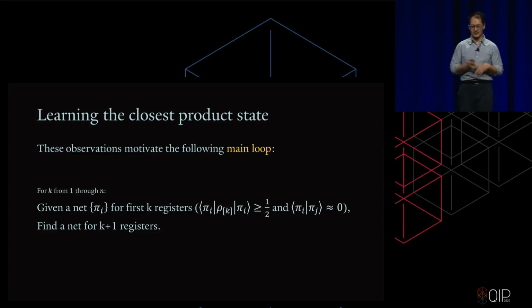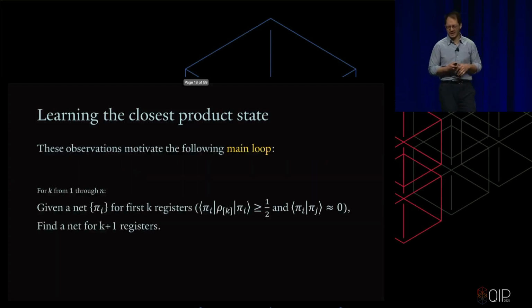Okay, so this is the local to global part. I'm making a local update. I'm just adding an extra qubit to each of the things in the net, but I'm building up global solutions because I'm considering the first k registers of my product state and increasing the size of k.